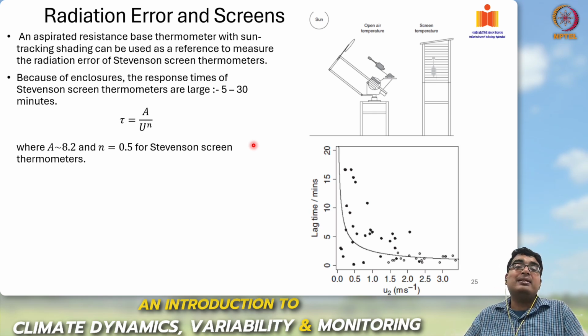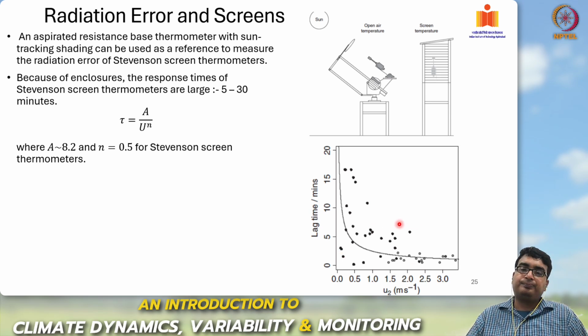The response time in this case is given as A by U to the power n, where A is 8.2 and n is 0.5 for a Stevenson screen thermometer, where U is the wind velocity. So if the wind velocity is high, then there is less problem. This you can see here as well. This is the lag time versus the velocity. So for velocities greater than 1.5, the lag times are less than a few minutes. However, at very low velocities, you can get 15-20 minutes of lag. Alright, it's an exponential.